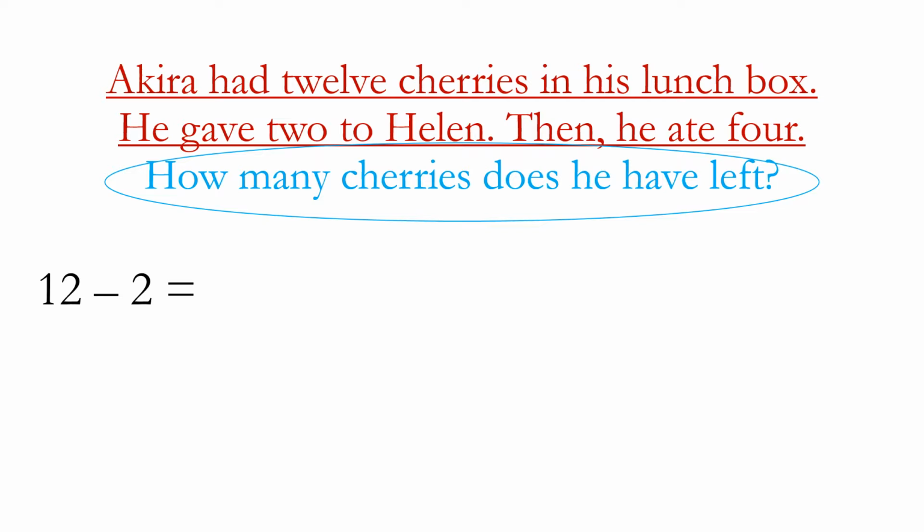Well, he had 12 and he gave 2 to Helen, so we have 12 minus 2, and that equals 10. So the first part of our problem is complete. And we're going to move that 10 down. Then he ate 4. Minus 4. Okay, and now we're at the part that we're going to answer. How many cherries does he have left? 10 minus 4 equals 6.